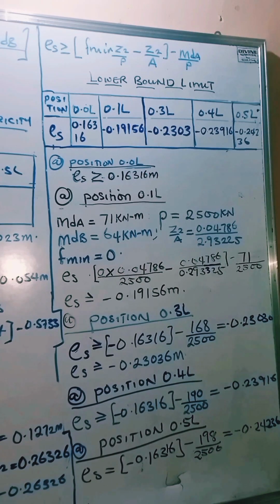Now we'll go to the second one, which is position 0.1 L. We have MDA at that point to be 71 kilonewton meters, MDB 64 kilonewton meters. So if we substitute the values into our expression, we'll have that the eccentricity is greater than or equal to minus 0.19156 meters.